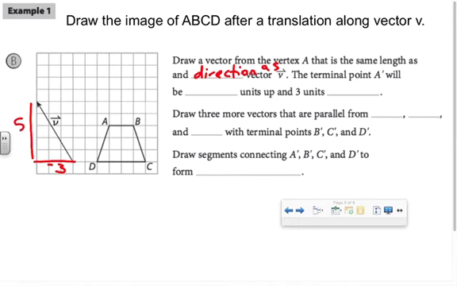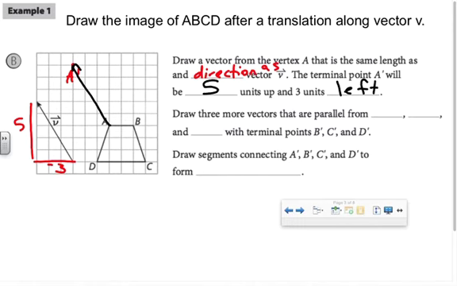Okay, so when I draw that vector from point A, I want to make sure that I'm following along that line. So I'm going here to A prime. Oops. And notice that from A to A prime, it is the same length as vector V and it is the same direction as vector V. So it says that the terminal point A prime will be, oh hey, we already addressed this. It's 5 units up and 3 units left.